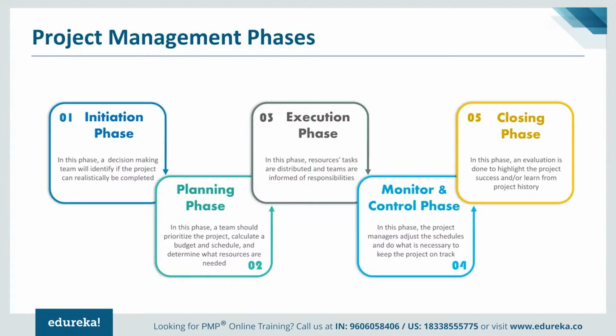Once we are clear with that, we do planning. Once our plan is approved, we start working on the plan, we execute through it. While the plan is under execution, it's important to continuously monitor and control. And once all the key activities are performed, then we need to close the project phase.